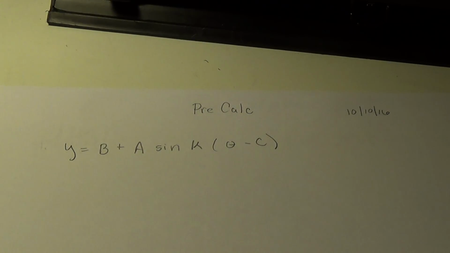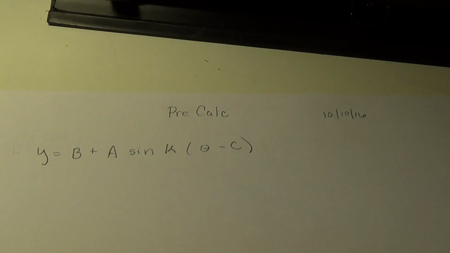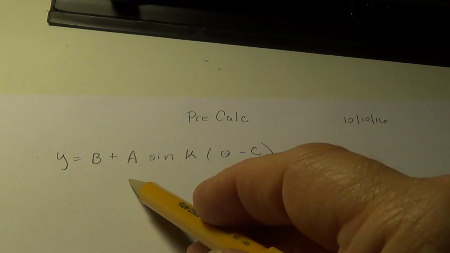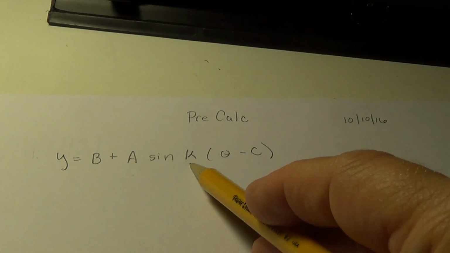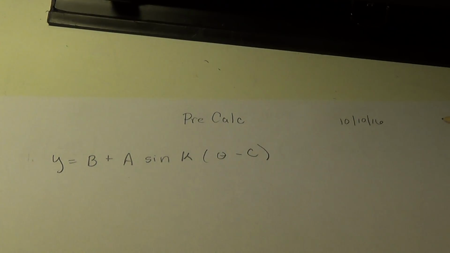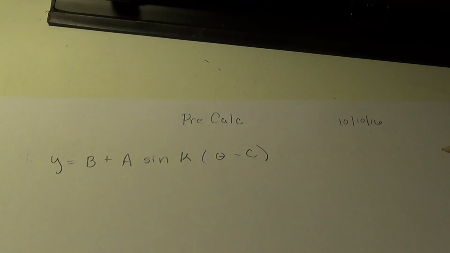Okay, PreCalc. This is the evening or the day before your test. The kind of things we'll be looking at are trig functions that have these changes in them, the A, B, C, and K changes. And you're watching this on Monday after class sometime. So let's review. We had a review sheet in class, so in addition, I'll just mention a few things.